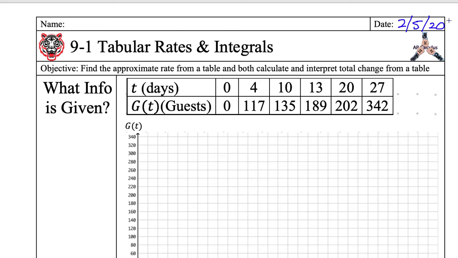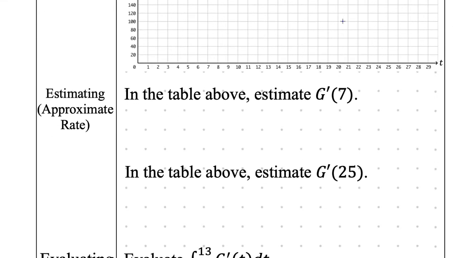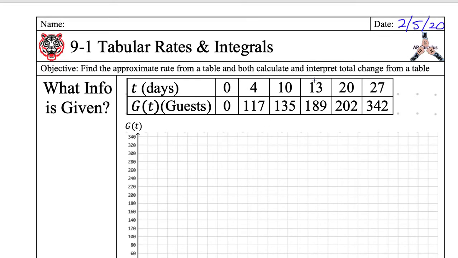Yeah, so we're talking about tabular rates and integrals. Our objective today is to find the approximate rate from the table and both calculate and interpret total change. So there's 3 things that we're doing. Find the approximate rate. So I'll give you an equation of what is the approximate rate. And then next, if I give you a table, can you interpret and actually calculate what that total change is? So 3 parts of that objective.